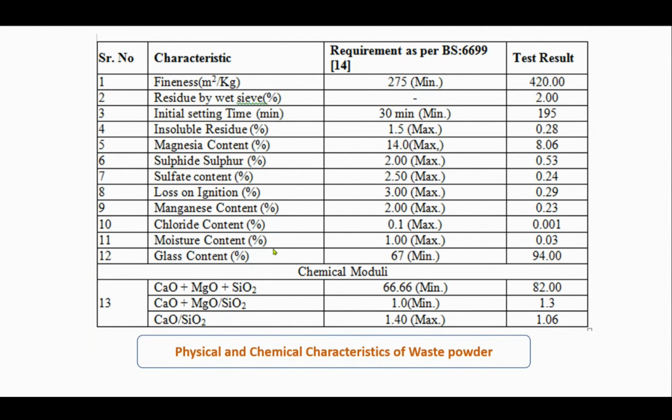So what did we do? We did 100% replacement, 90%, 80%, 70%, 60%, 50, 40, 30, 20. Okay, means from 0 to 100% replacement we have done with a 10% interval for that waste powder. But from 0 to 50%, we did 10%, 20%, 30%, 40%, 50% replacement. We didn't face any difficulty.